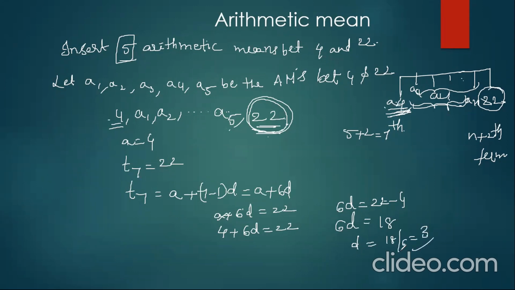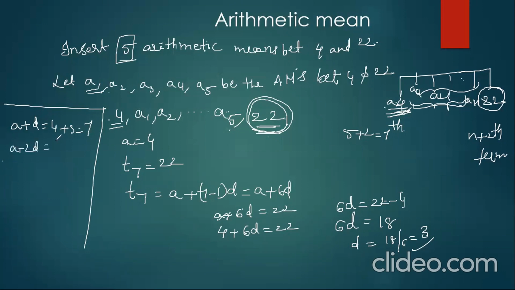So we can easily write the remaining terms, A1, A2, A3, A4, A5. A1 is nothing but A plus D. So A plus D, that is 4 plus 3, which is equal to 7. So T7 is 22, and that's why 7 is the first inserted term.